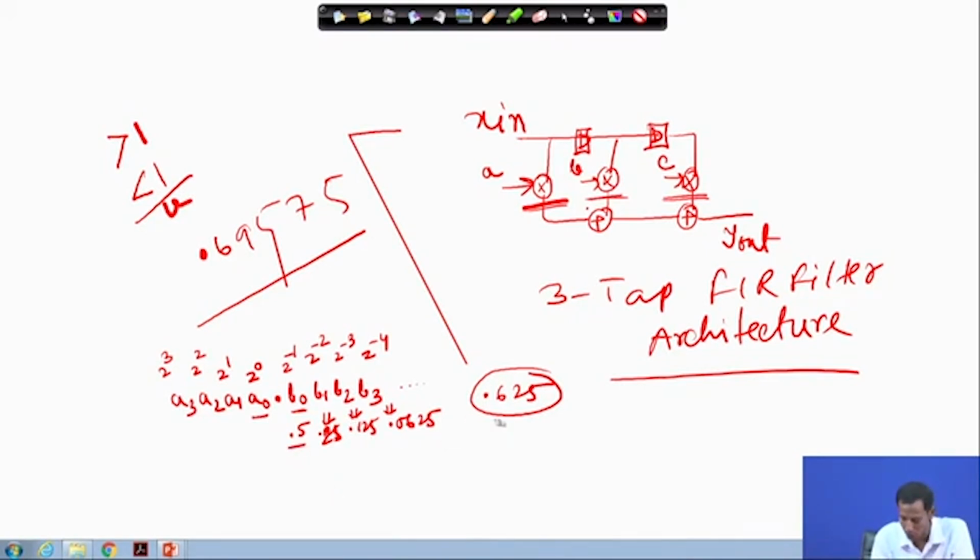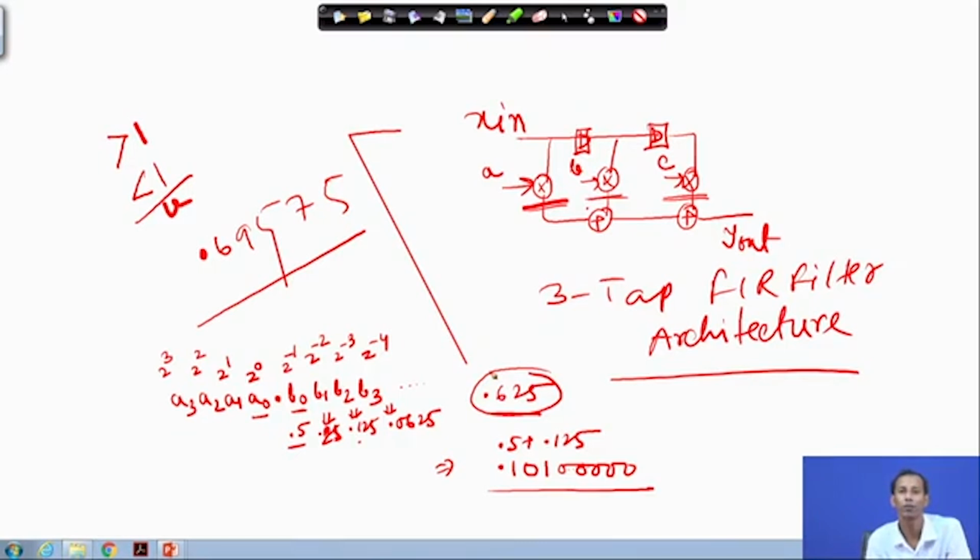So, if I have to get the value 0.625, this basically says 0.5 plus 0.125. So, the value will be 0.101, and the rest of the bits will be 000 if I consider 8 bits to represent the corresponding value. This is how we represent a fractional decimal value in binary.